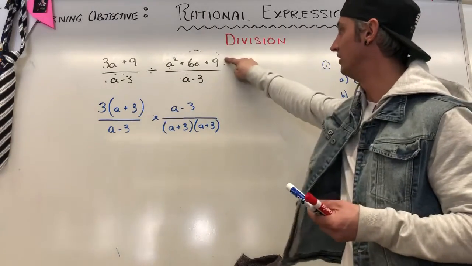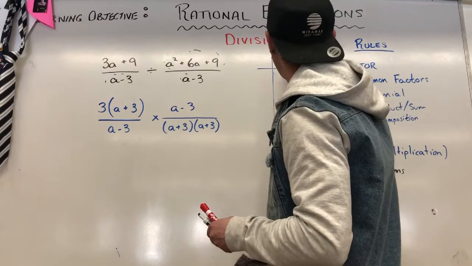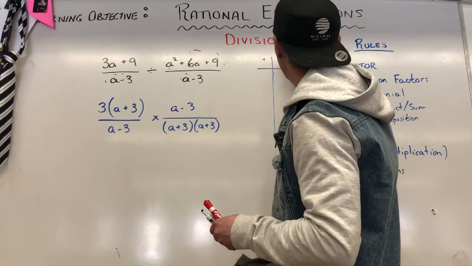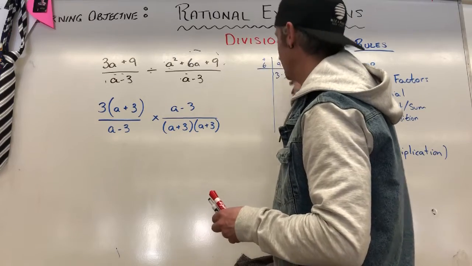Okay, so that was that. A plus 3, a plus 3. If I use my product sum, add to 6 and multiply to 9, it was 3 and 3, okay?